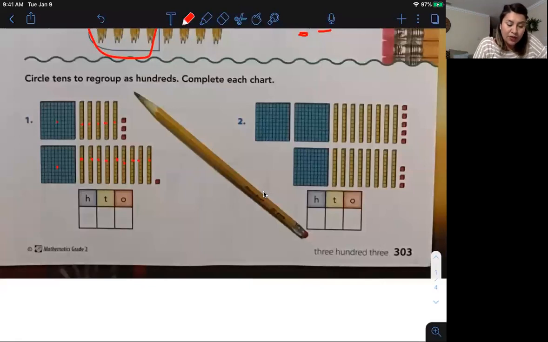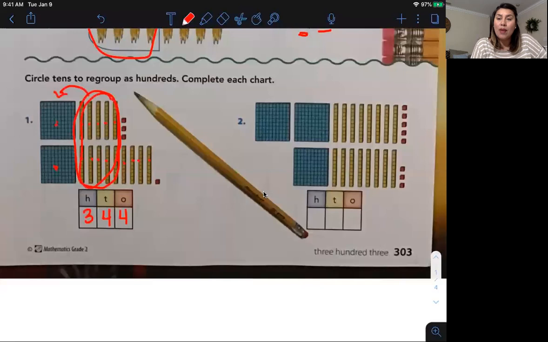So let's count. There's 5 up here and 5 down here. So if I get all of these, those become another 100. Do you see that? That's regrouping. And now we have 4 tens left and we still have 4 ones left. So our ones is 4, our tens is 4, and our hundreds is 1, 2, 3. So what's our new number?